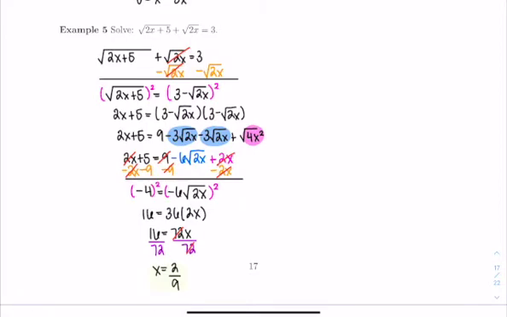Again, you always want to make sure that you check your solution. And since this does check out in the original equation, x equals 2/9 is the solution to our equation.